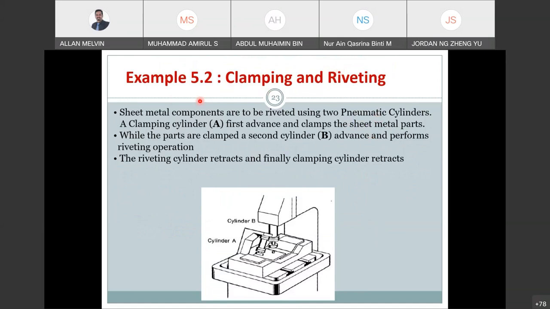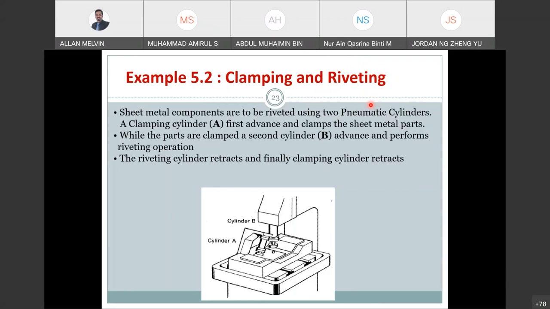Here is one example. For example, you have a clamping and riveting. What is a rivet? If the question just gives the application name like clamping, riveting, you must know what that means. Then you can understand, oh, the cylinder does it like this. If you don't know what a rivet is, you will not understand.